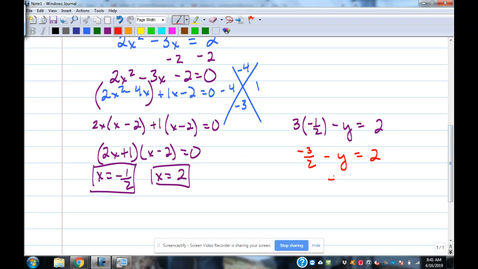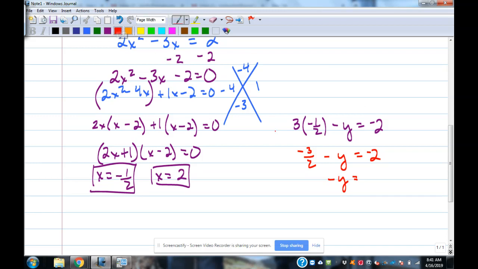Add 3 over 2, negative y is equal to 7 over 2. And it is a negative 2. Thank you. That's going to make a difference. Thank you for catching that mistake. So the original was a negative 2 on that side. So now let's do that correctly.